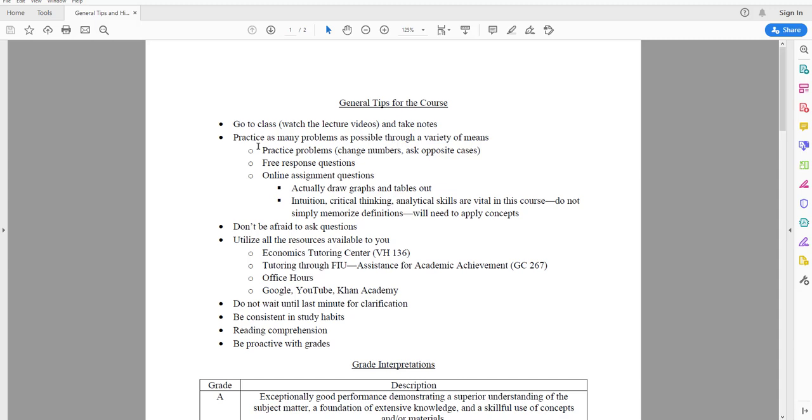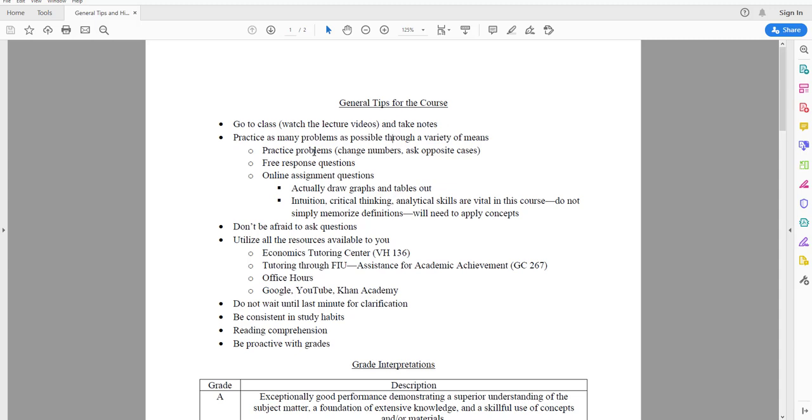Number two, practice as many problems as possible through a variety of means. Economics is a subject where the more exposure and the more practice that you get, the better equipped that you will be to answer anything that comes your way by building up your intuition skills, your analytical skills, and critical thinking skills. We have the practice problems for every single chapter. Essentially, in every single chapter, I give you these practice problems. It's roughly about 30 to 50 questions for every single chapter, and they will give you a lot of practice.